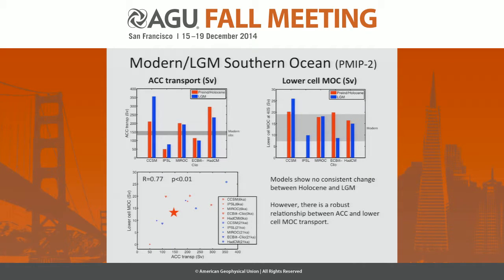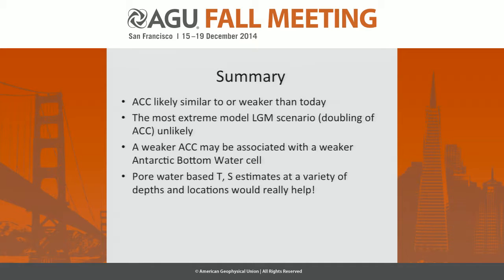One thing that Taka has been looking at is when we looked at these PMIP LGM models, he noticed that many of the models that show an increase in ACC transport also show an increase in the strength of the lower cell of the overturning circulation, so stronger Antarctic bottom water formation. And conversely, the LGM PMIP models that show a weaker ACC transport tend to show a weaker Antarctic bottom water circulation. So this is an interesting area that we are now exploring.